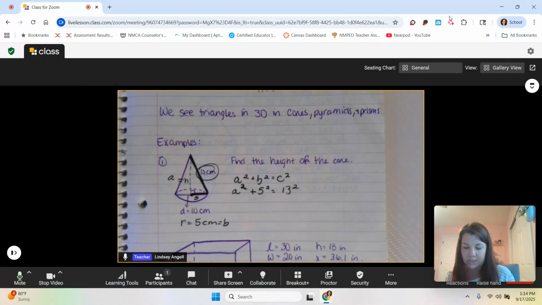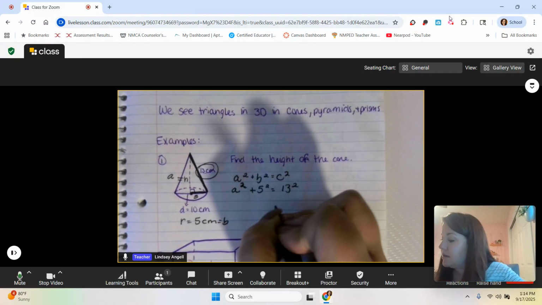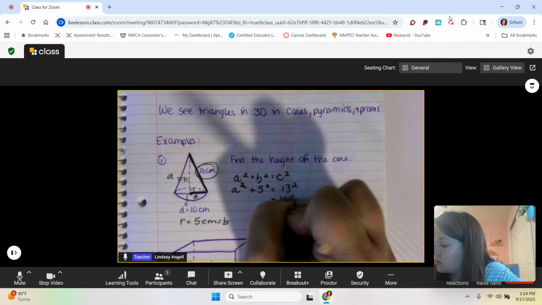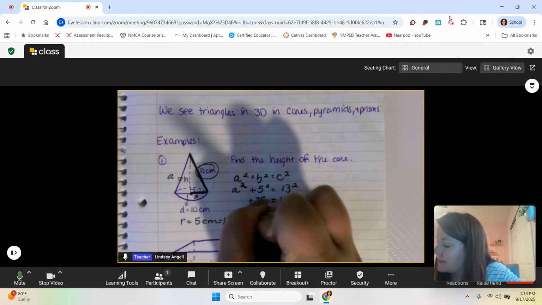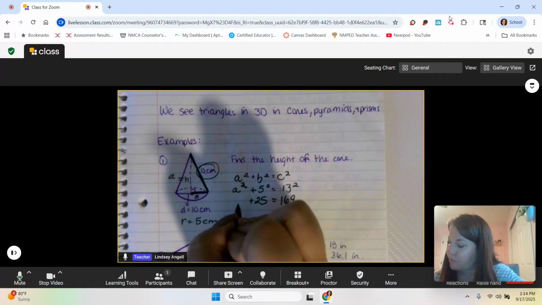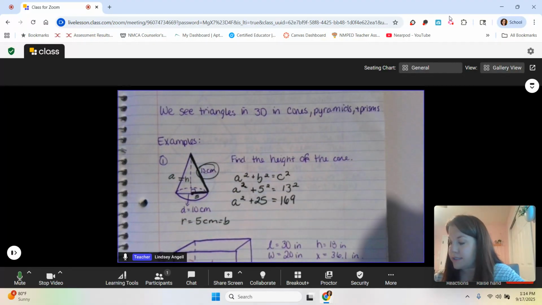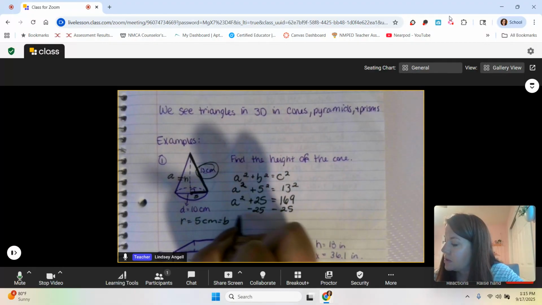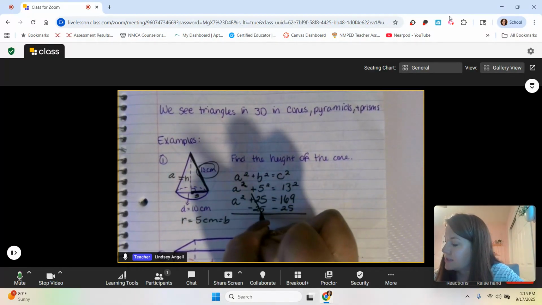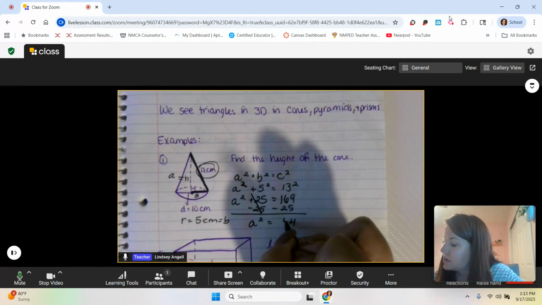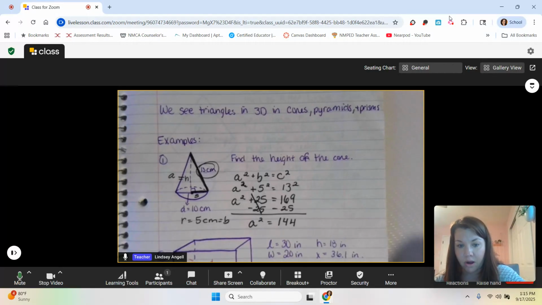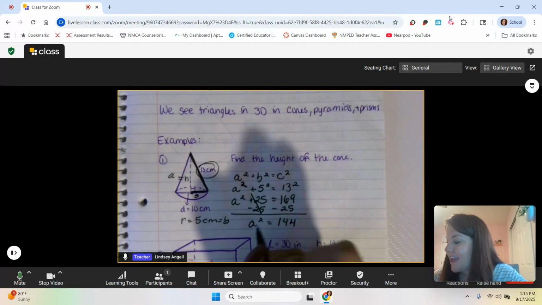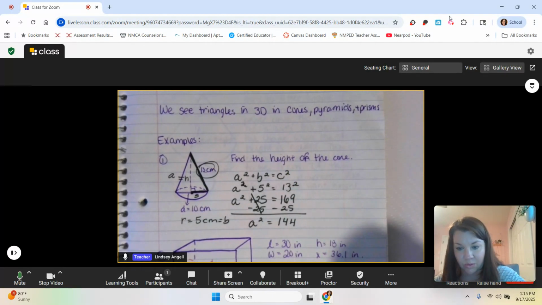All right, so let's see. I don't have 13 times 13 memorized. That gives me 169. And then 5 squared is 25 plus a squared. Well, let's start getting a by itself. I'm going to subtract 25 from both sides. They'll cancel over here. I'm left with a squared is equal to 144. Ooh, I like that. To get a by itself, I need to do one more step.